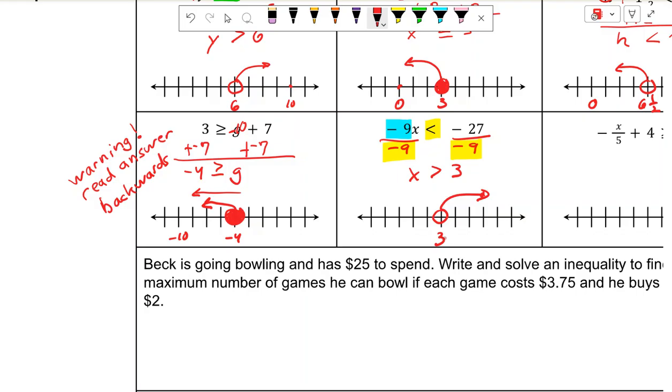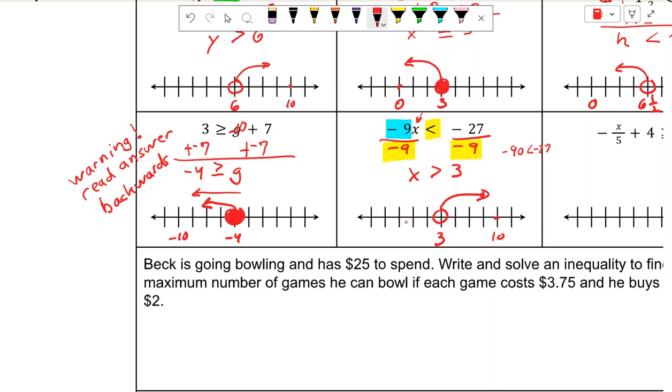All right, it's time to test to see if we got the right answer. What's a number that's greater than 3? I think 10's greater. That definitely works. So we put 10 right here. What is negative 9 times 10? Negative 90. Is negative 90 actually smaller than negative 27? Yes, it is. And so it's correct.